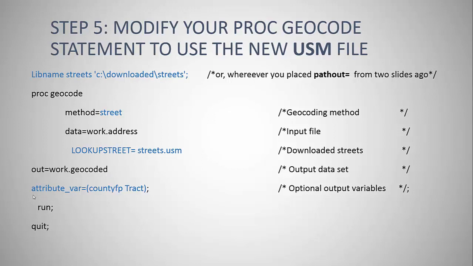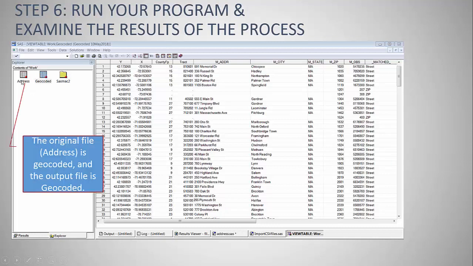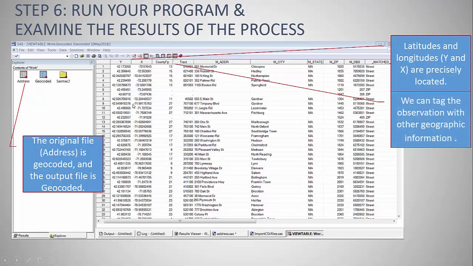If we desire to keep some of the attribute variables that are available in that data set once we've geocoded, then we can list those variables here. And I've chosen to keep the county and the tract. And so you can see after running the geocode, I have a Y and an X. The Y is our latitude, the X is the longitude. So remember, the original file was the address file. We created latitude and longitude from those addresses based on the street level.